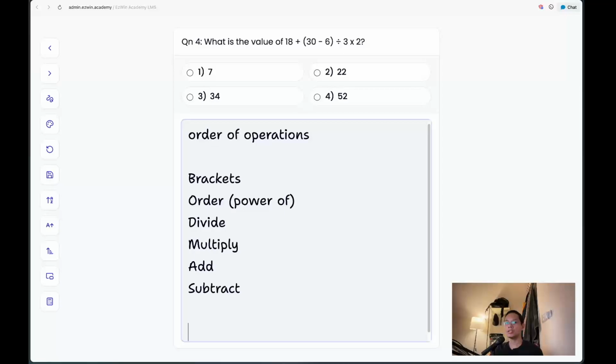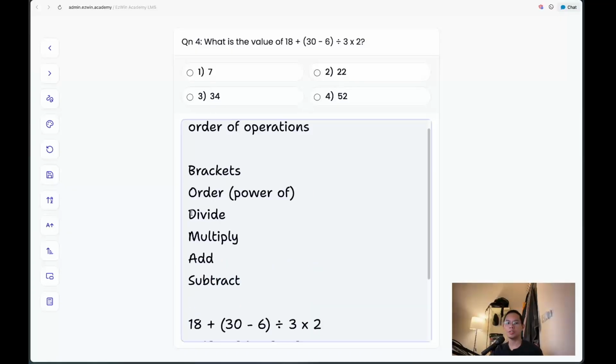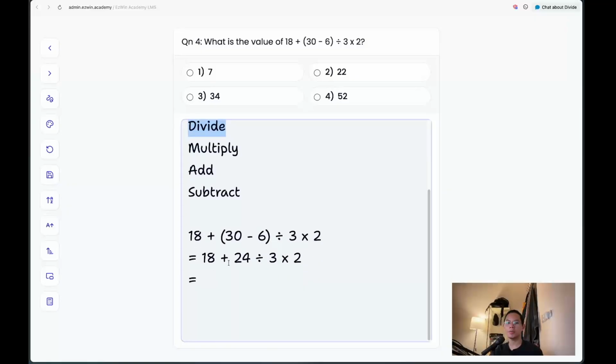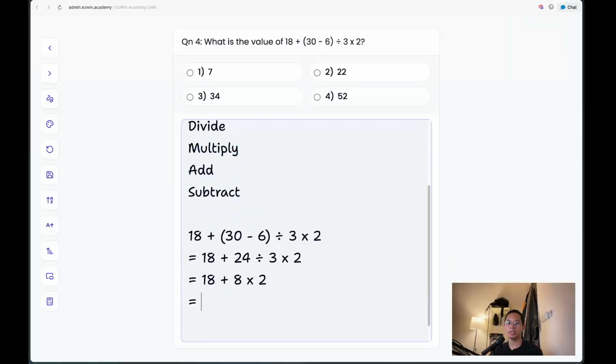Okay, so in this case, we will do the brackets first. So 18 plus bracket 30 minus 6. Copy this down. We do the brackets first: 30 minus 6 is 24. Next, we can see whether we can divide first. Can. So 24 divided by 3. That means 18 plus 8 times 2. Can we multiply next? Can. 8 times 2, so that means 18 plus 16. And lastly, 18 plus 16 is 34. Therefore, the answer is 34.